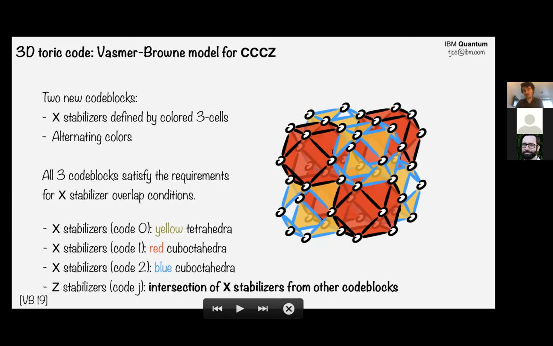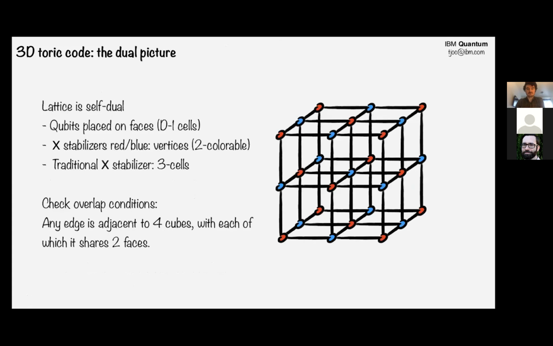And each of these weight 3 faces intersects an even number of times with the X stabilizers. Another way of saying this is that this satisfies the overlap conditions I was talking about at the beginning, where the X stabilizers for the 3 different code blocks intersect an even number of times, right? And so you naturally define the Z stabilizers based off the intersection of 2 of the code blocks. And so this will allow you to get a transversal CCZ gate.